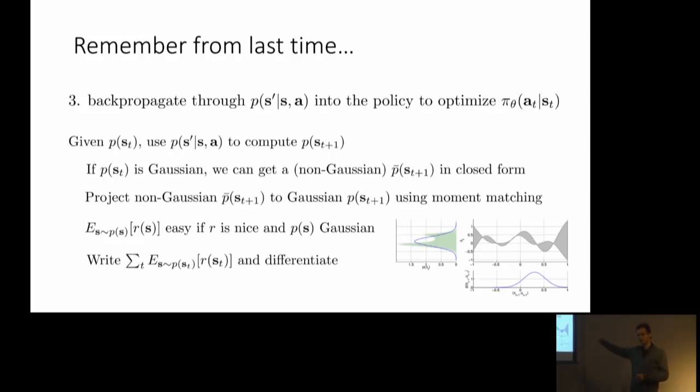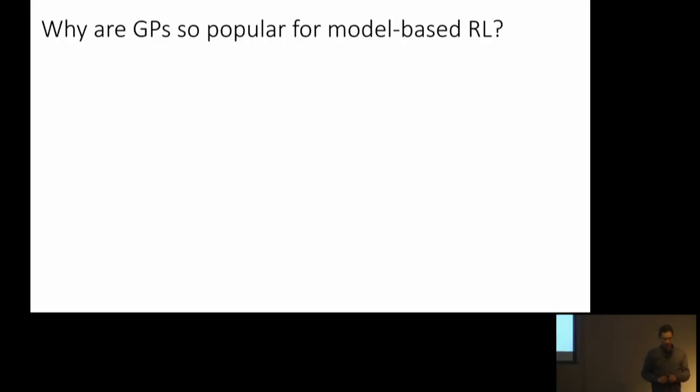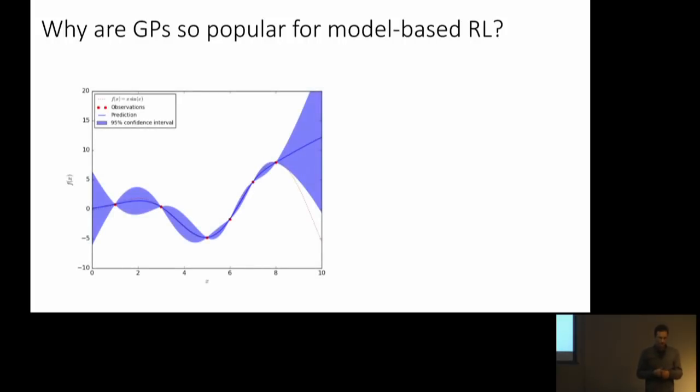So why is this a good idea? Why might this mitigate the problem that we saw before? Or put another way, why were GPs so popular in model-based RL? As I mentioned, GPs give decent uncertainty estimates. There are other models that give decent uncertainty estimates too. And what that means is that when you get far away from the data, the estimated uncertainty increases. That's kind of what we expect. If we're far from anything that we've seen, we're much more uncertain about what's going to happen.